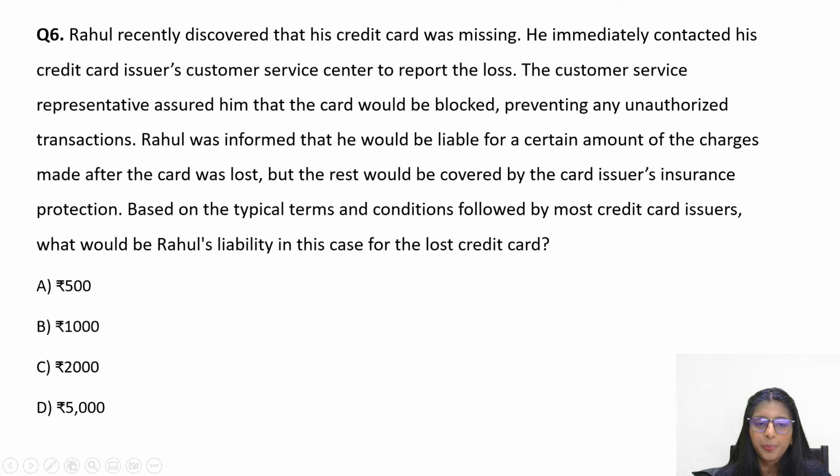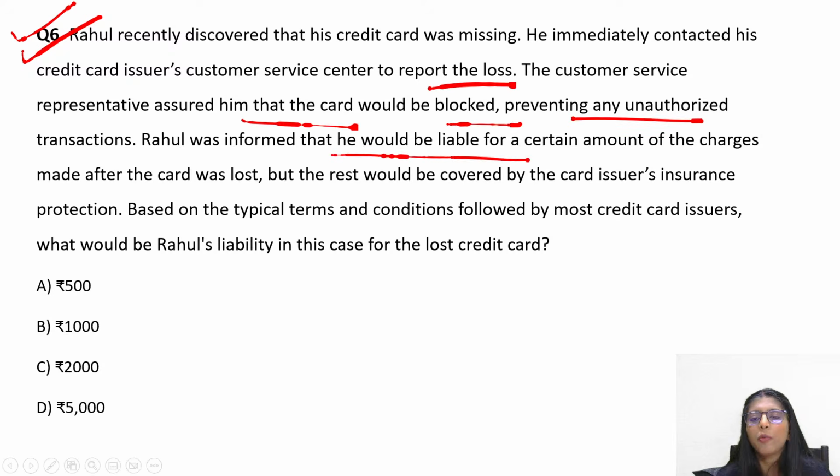Rahul recently discovered that his credit card was missing. He immediately contacted his credit card issuer customer service center to report the loss. The customer service representative assures him that the card will be blocked, preventing any unauthorized transaction. Rahul was informed that he will be liable for a certain amount of charge made after the card was lost, but the rest will be covered by the card insurance protection based on the typical terms and conditions followed by most credit card issuers. What will be Rahul's liability in case of loss of credit card?